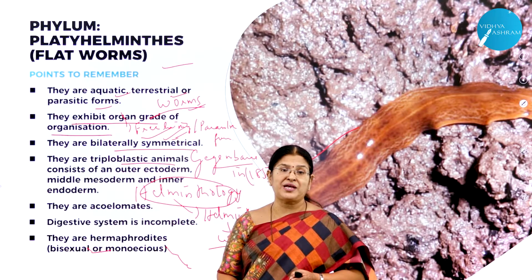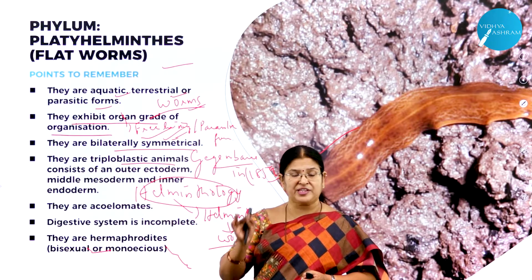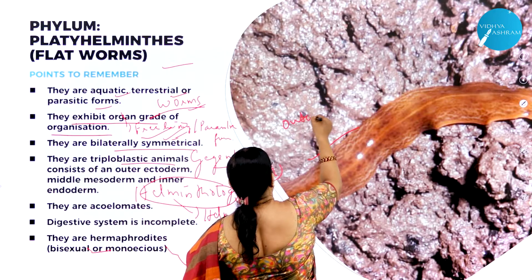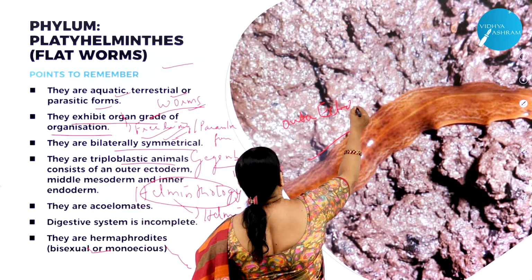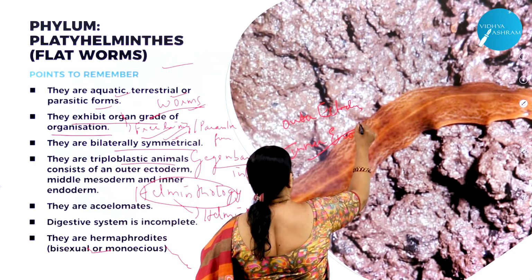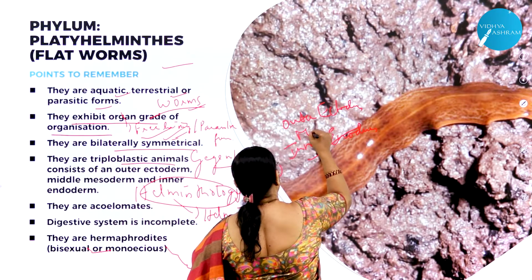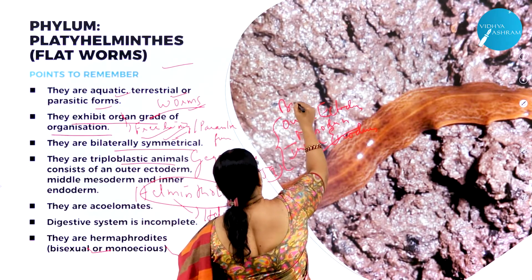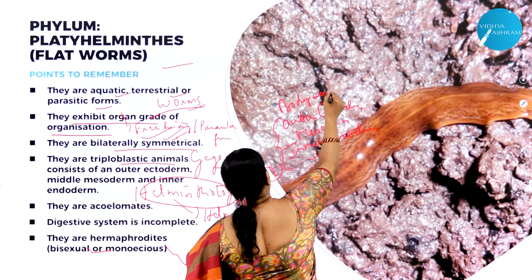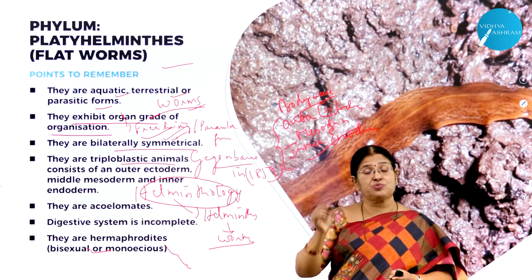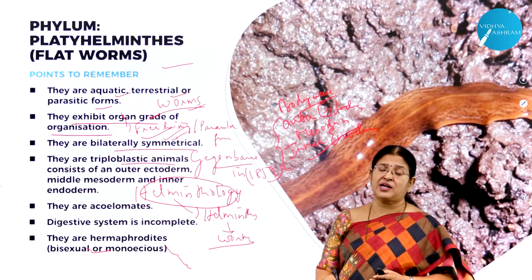What do you mean by triploblastic animals? The body wall is made up of three layers. What are the three layers? Outer ectoderm, inner endoderm, and middle mesoderm. So when the body wall is made up of these three germ layers, they are called what? Triploblastic animals. This was one very important basis for classifying the animals.